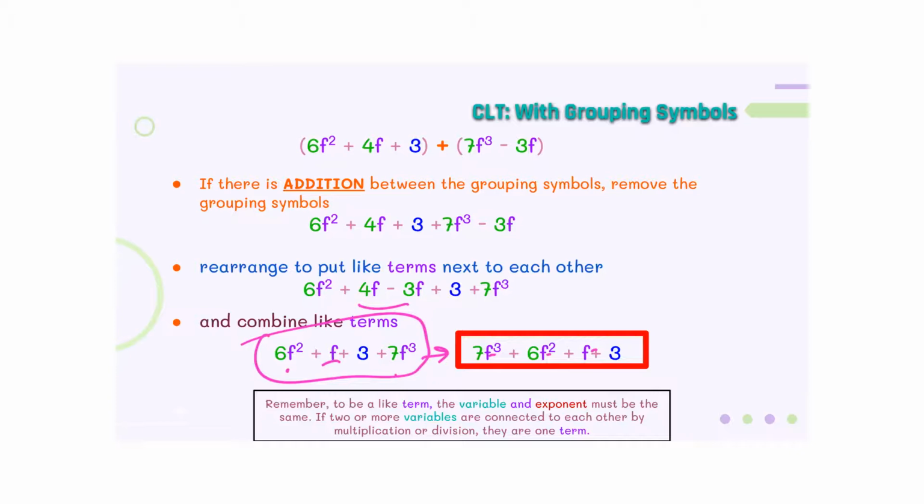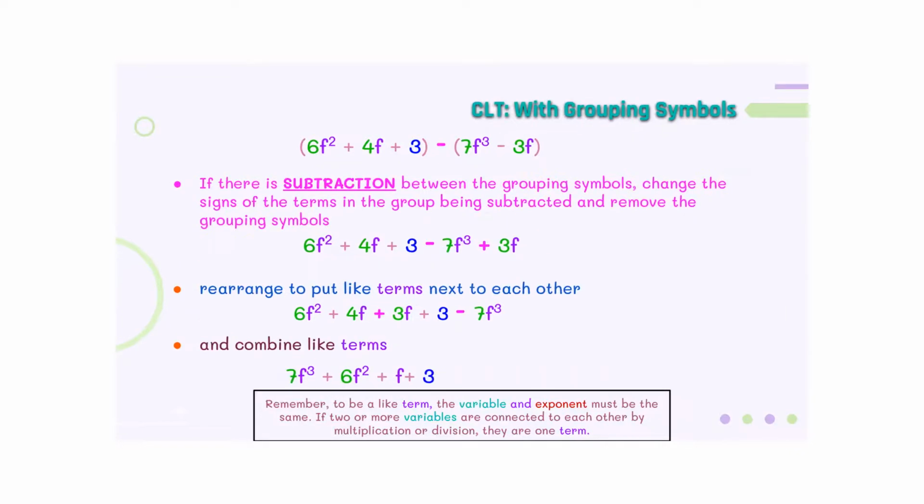If two or more variables are connected to each other by multiplication or division, they are one term. Now, here's where it gets a little tricky. If we are combining like terms with grouping symbols, but there is subtraction between the grouping symbols, we have to change the sign of the terms in the group being subtracted. So the group being subtracted in this example would be 7f cubed minus 3f. And then remove the grouping symbols. So what we'll talk about next is distribution.